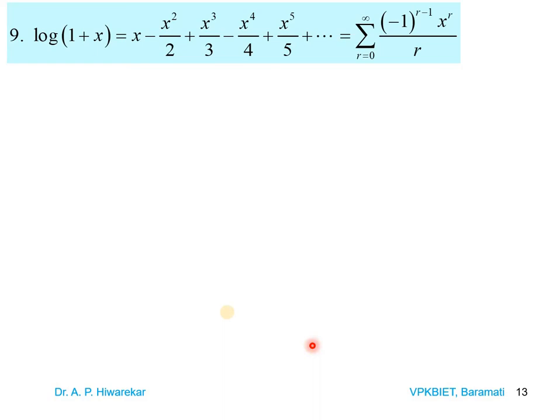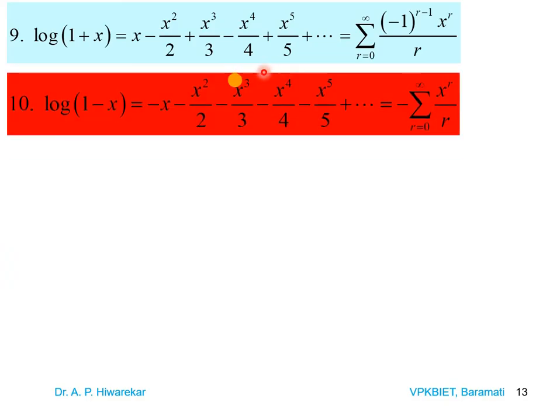Then we have log of 1 plus x. In a similar way you proceed, you will get this. Only what you need to do is remember these standard results. So log of 1 plus x is x minus x square divided by 2 plus x cube by 3 minus x to the power 4 by 4 plus x to the power 5 by 5 and so on. Then log of 1 minus x. From this you get it, where there is x, replace it by minus x. So you will get every term negative: minus x square by 2 minus x cube by 3 minus x to the power 4 by 4 minus x to the power 5 by 5.